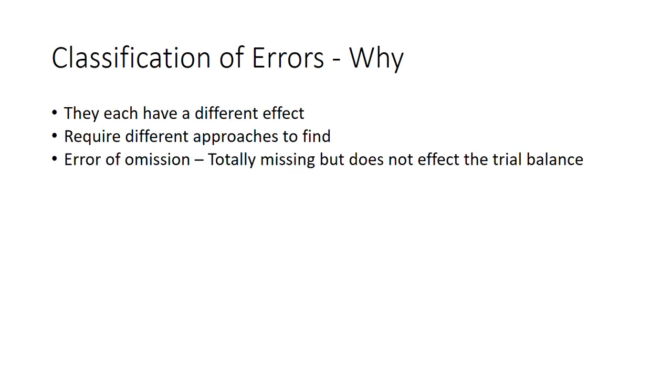So we have an error of omission. Something is totally missing. We simply did not post it in there. So it's completely missing. The debit and credit entries haven't been made for any of the transaction. As a consequence, the trial balance still balances, but the amounts are not right in each of the individual accounts.